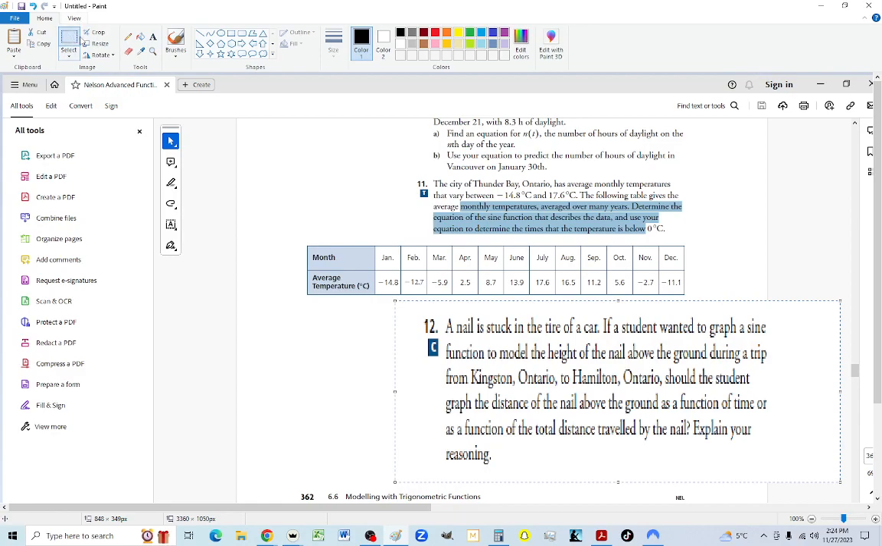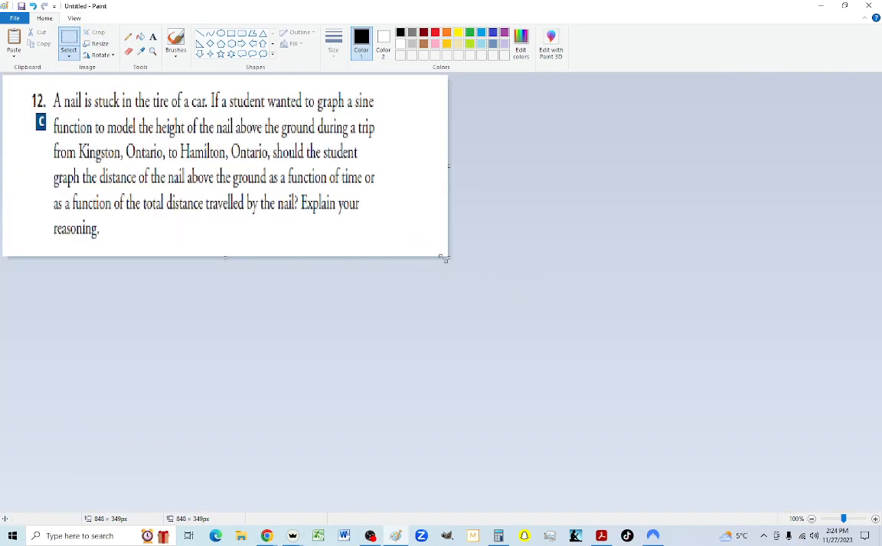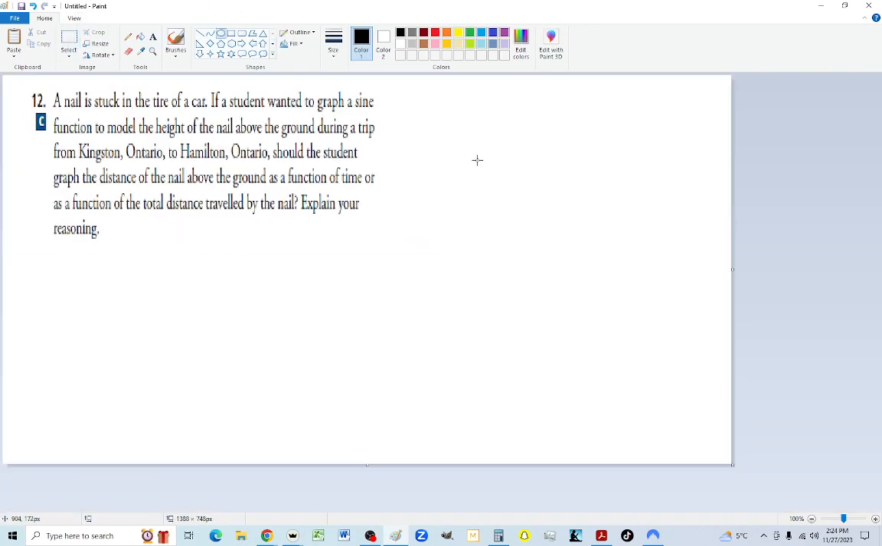So you just have to remember that the tire of the car is on the outside, like this, and the nail would be stuck out here somewhere. If a student wants to graph a sine wave in the model, the height of the nail above the ground during a trip from Kingston, Ontario to Hamilton, should the student graph the distance of the nail above the ground as a function of time or as a function of total distance traveled by the nail?